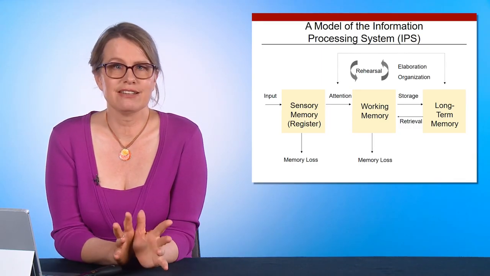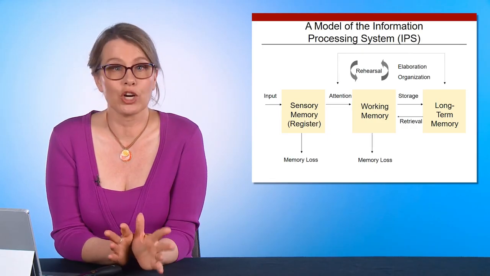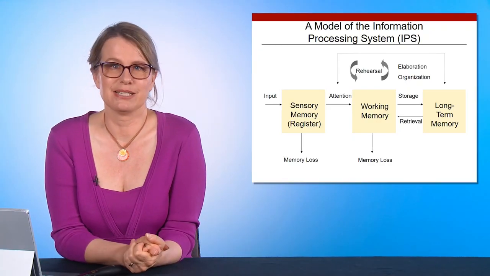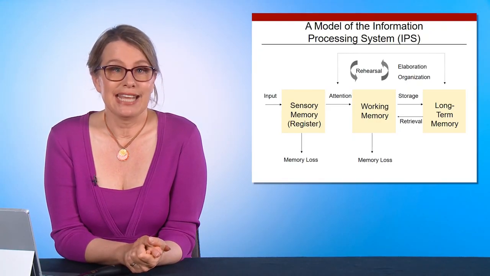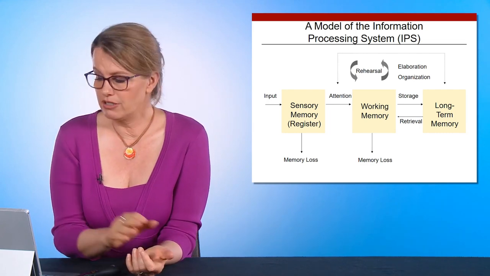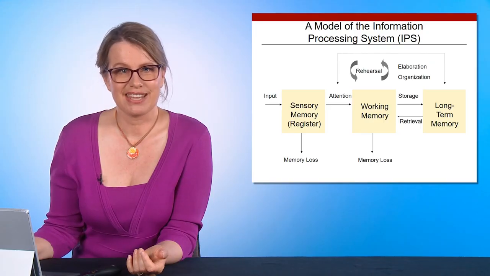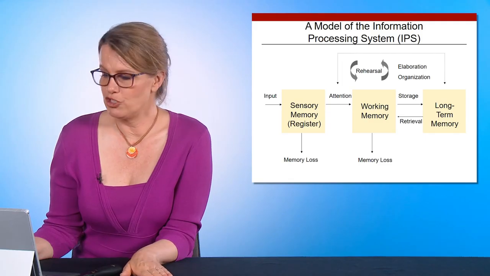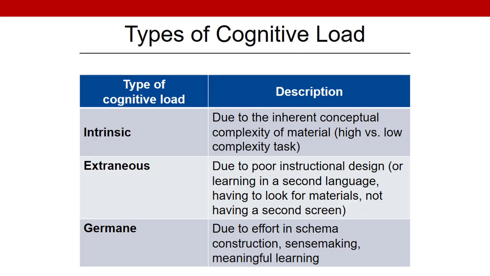So let's focus in on the center of processing, working memory, right in the middle of the information processing system. This unit in the system is really what needs to be considered when talking about cognitive load. Remember that it's limited in both capacity and duration. Cognitive load theory differentiates cognitive load into 3 types: intrinsic, extraneous, and germane.